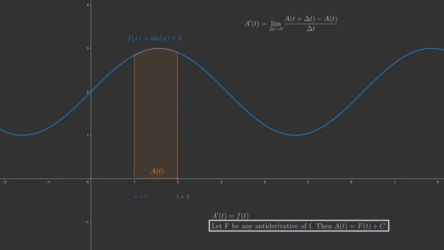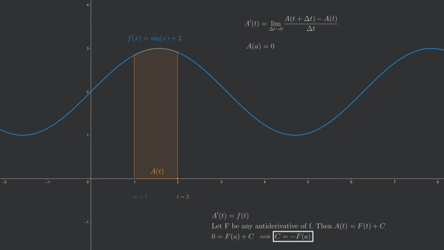Now, the funny thing is that we know something about that c, because remember from our earlier properties, we have found that at the point a, our area function A is equal to 0. So if we now take the equation A of t equals F of t plus c and plug in a for t, we get 0, which is A of a, equals F of a plus c. And if we now solve for c, we get c equals negative F of a.